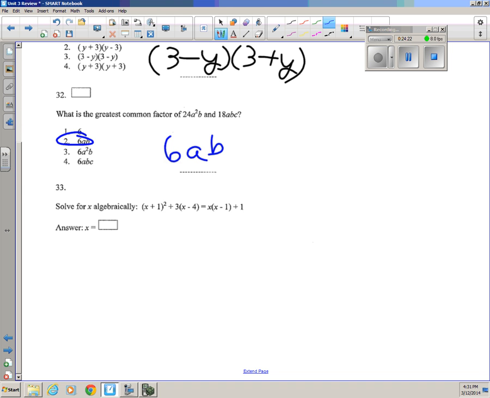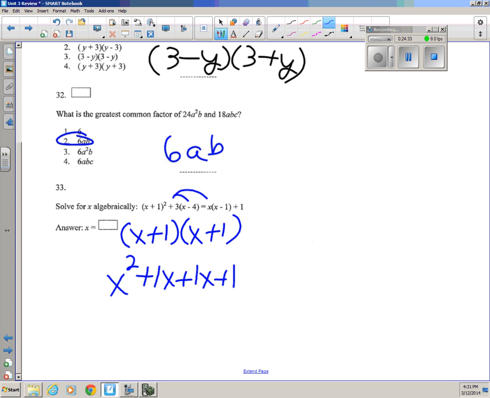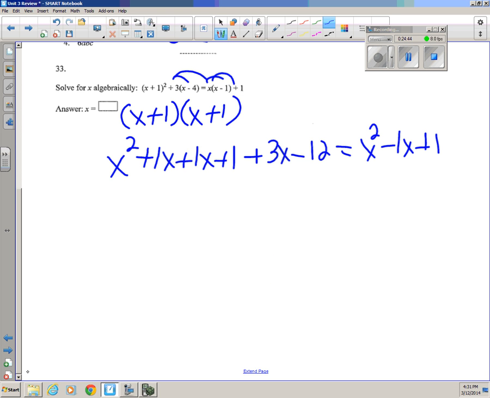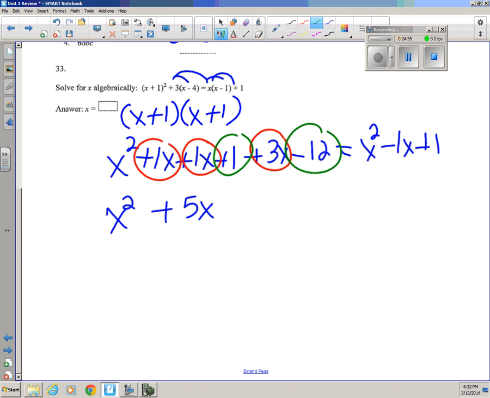Solve for x. Hopefully you realize that x plus 1 squared just means that when I FOIL it, x squared plus 1x plus 1x plus 1. Distribute. Plus 3x minus 12 equals, distribute, x squared minus 1x plus 1. Let's combine some like terms. On the left-hand side, I just have x squared. x is 1 plus 1 plus 3, so plus 5x. Without x, 1 minus 12 is minus 11, equal to x squared minus 1x plus 1.